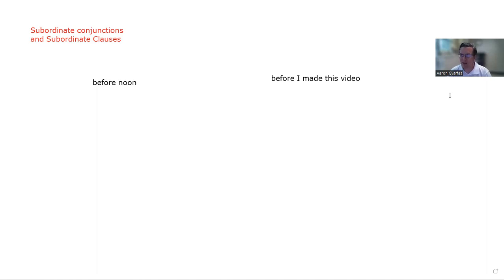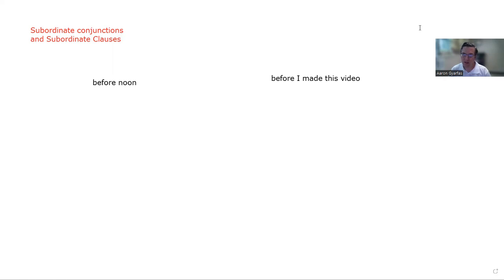I hope that you can immediately see that the second example is a clause. You've got a subject and a verb: I made. The first example there, before noon, is not a clause because there's no subject, there's no verb, right? It's just a phrase. It's called an adverbial phrase, not to be confused with what we've been calling an adverb phrase. Okay. What's going on with that? It tells us when something happened. Something happened before noon, right?